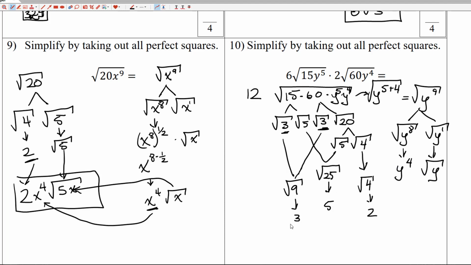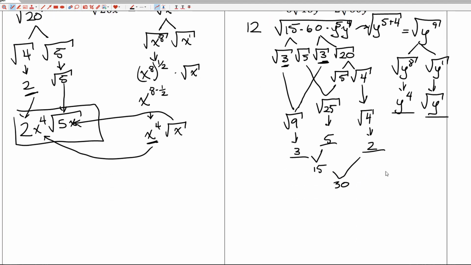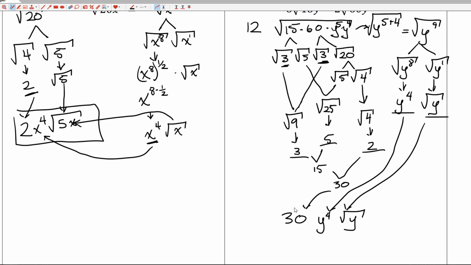And then you have this term, this term, this term, this term, and this term to multiply. 3 times 5 is 15, times 2 is 30. So our final answer, if I scroll down here, is going to be 30. That went right there. We have a y to the power of 4 to get, so this can be y to the power of 4. And then we also have this square root of y, and there is our final answer. A lot of work there.